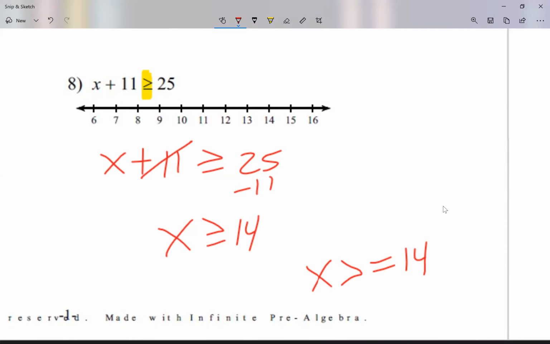Okay, so the circle at 14, in this case, is closed. It's a closed circle at 14, right? It is closed because of the or equal to part. If you look at the inequality sign, it looks like an arrow that is going to the right side. So there we go. There's my graph.